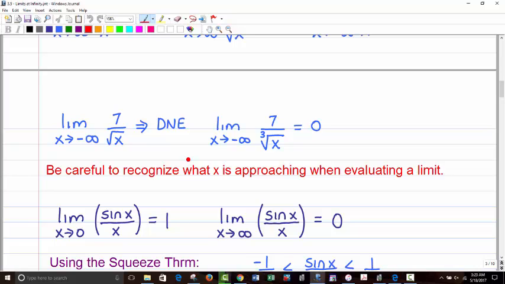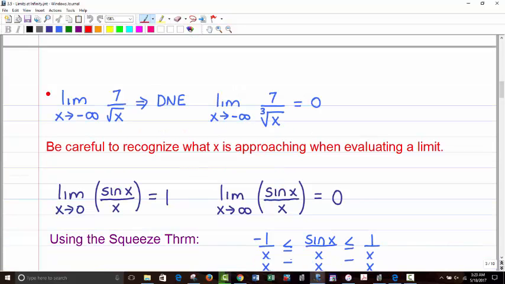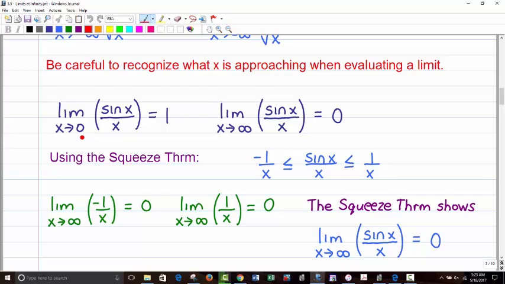Now, I made this little note here: be careful to recognize what x is approaching when evaluating a limit. In a previous section, we learned this rule right here: the limit as x goes to 0 of sine of x over x equals 1. I remember doing a problem where x was approaching pi over 2, and I mentioned that's where you had to be careful. Sometimes people will just see sine of x over x and automatically think that's 1, which is true as long as x approaches 0. But if it doesn't approach 0, then it won't be 1, it'll be something else.